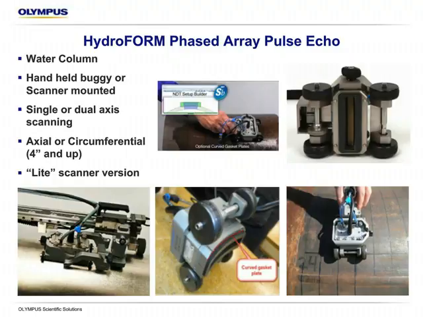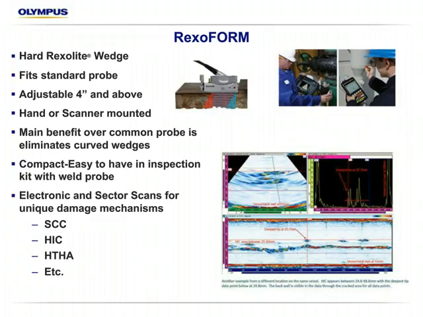A little bit on the RexoFORM. So again, this is a more common, more simple probe, very similar to if you were to take a conventional thickness gauge or conventional flaw detector and use a hard wedge to do a measurement on something. And we're using Rexolite, which is like plexiglass or Lucite. It's just a plastic wedge, and basically all the design of it comes into this stainless steel housing that allows one single wedge shape to contour to different diameters.